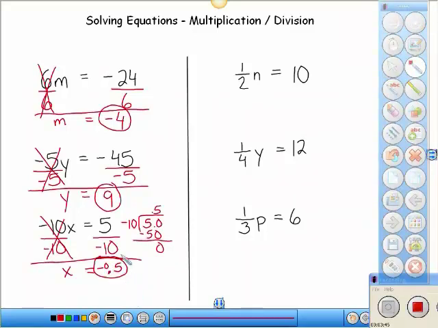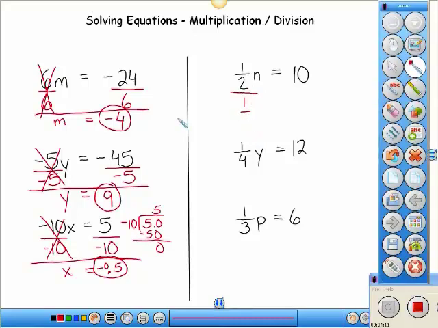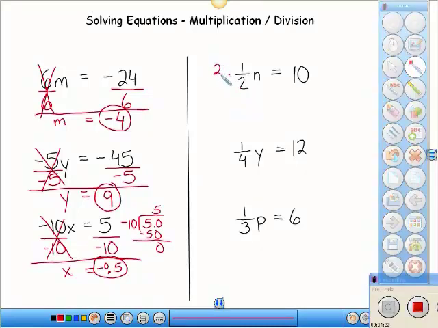Okay? Now let's take a look at the division. Same type of thing. We're going to want to do the opposite. So I've got 1/2 n equals 10. Now when I have a fraction here, what's the opposite? Well, let's see. The opposite of times 1/2 is divide by 1/2. Now I could write it like this, but that looks kind of strange, a fraction on top of a fraction. So remember, dividing is the same thing as multiplying by the reciprocal. So instead of dividing by 1/2, I could multiply by the reciprocal, which is 2 over 1.